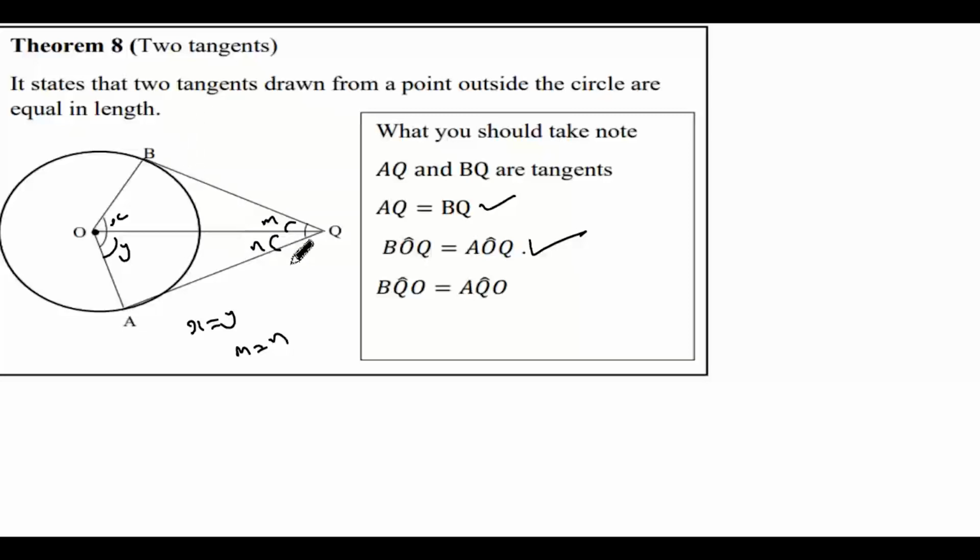When you have two tangents drawn to meet at a point outside the circle, these three things will be available. The two tangents will be equal, that's the same length, and then this angle at the center will be bisected, so that means they will be equal, and this angle here will also be bisected, they will be equal. So you don't need to memorize, just take your time to study the theorems, and you'll be good to go.